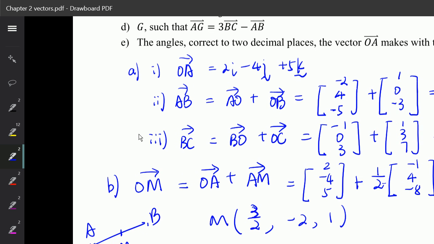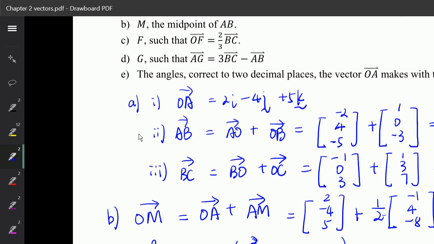And for C, we want to find F such that OF equals 2 over 3 BC. So BC is here, 0, 3, and 10. So we have 0, 2, and 20 over 3. So the point F is 0, 2, 20 over 3.